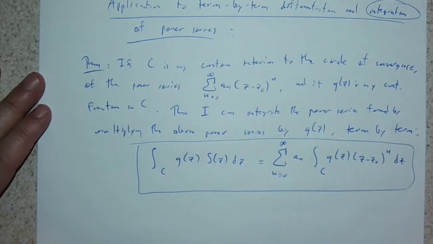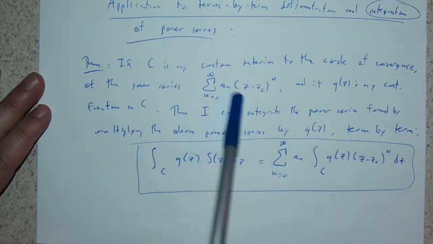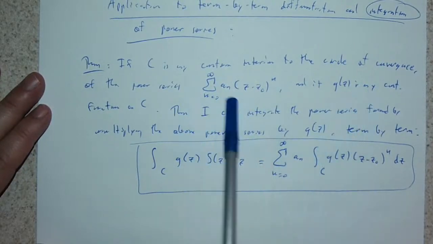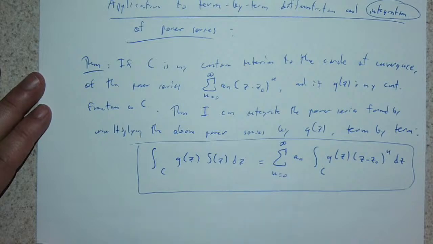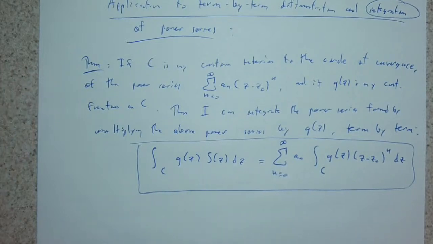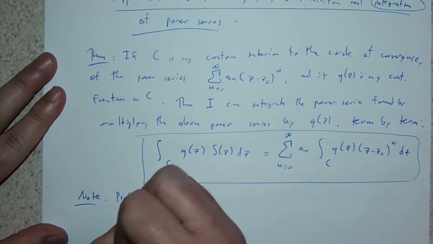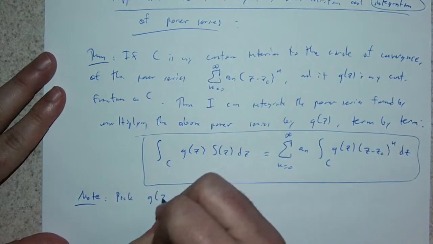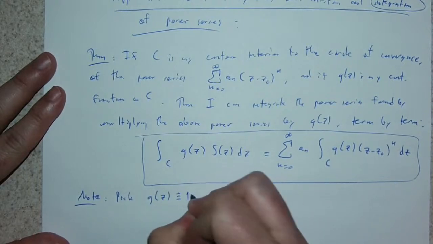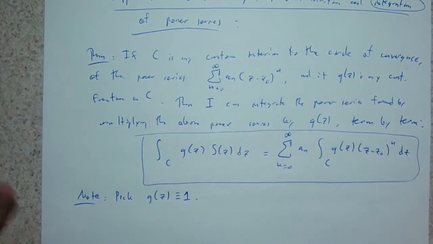But note that you might say, well, actually, I just want to integrate the power series itself. I don't care about multiplying it by a function. And that's a good instinct. Because what happens if we let our function just be equal to 1? Right, so note, pick g of z identically equal to 1 on whatever the relevant region we're talking about here.